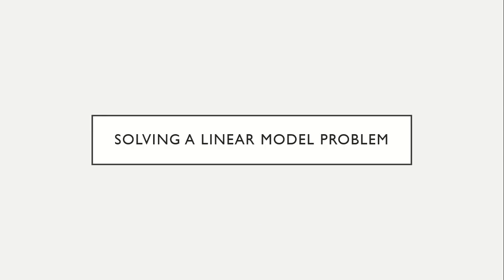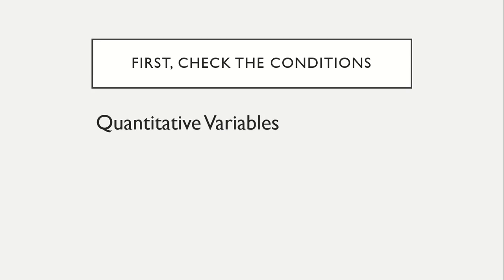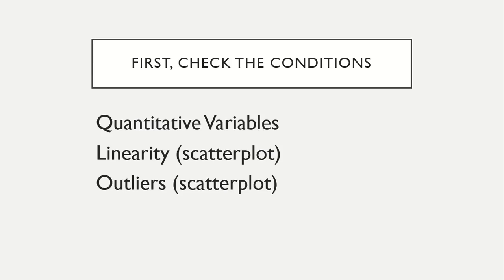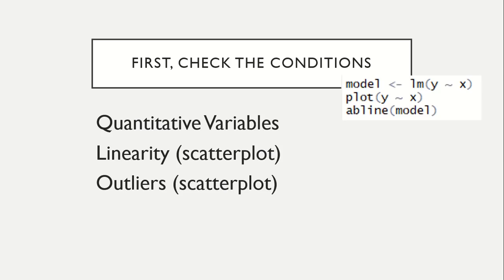Next, let's try to make it a bit more systematic by going through solving a linear model problem. First, you need to check the conditions. The quantitative variable condition should be checked as it is with correlation for the same reasoning. It doesn't make sense to make a linear model if the variables are not quantitative. Next are the linearity and outliers conditions. You can check both of these with the scatter plots.